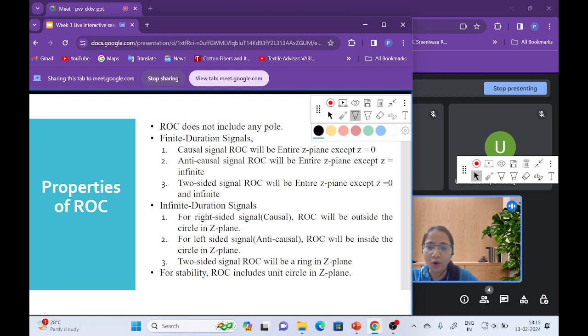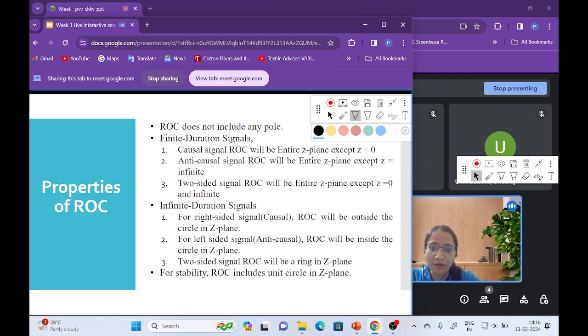So what are some properties of ROC? This has already been described in the video lecture, so I am recapitulating these points so that we can use them in the assignment questions. Normally ROC does not include any poles. For a finite duration signal, for a causal signal the ROC will be the entire Z plane except z equals 0. For anti-causal signals, the ROC will be the entire Z plane except z equals infinity. And for a two-sided signal, the ROC will be the entire Z plane except z equals 0 and infinity.